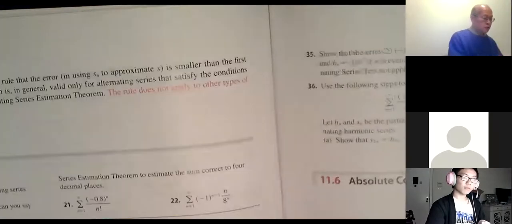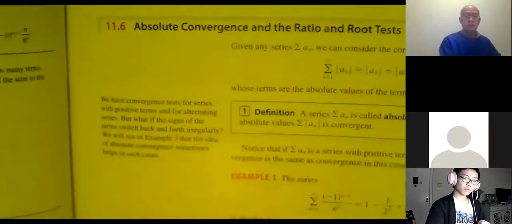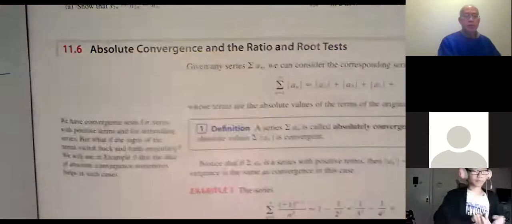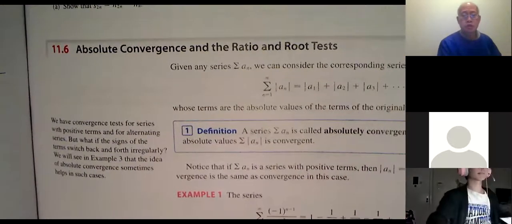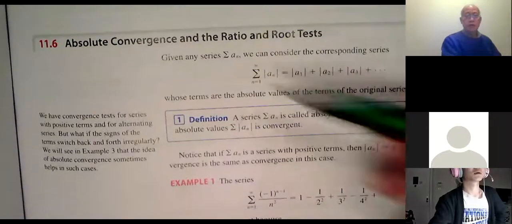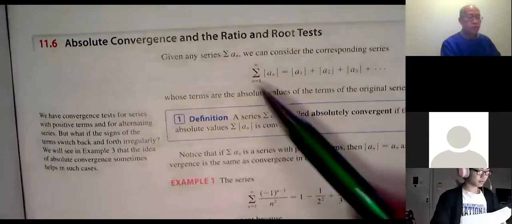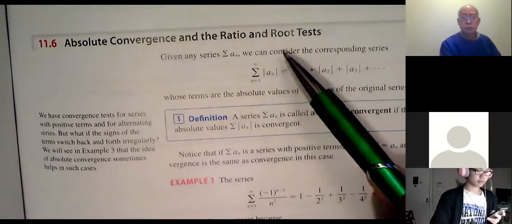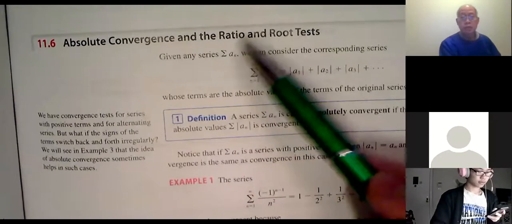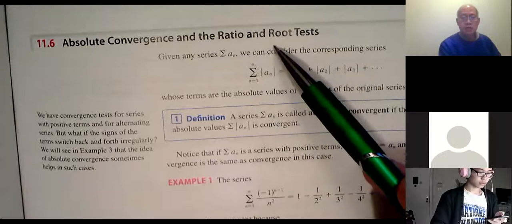So 11.6. There's something called absolute convergence. This is on page 737. Even though it's called absolute convergence, you should think of it as absolute value convergence. You see there's absolute values there. Then we have more tests, one called the ratio test and the root test. The ratio test is a biggie. We'll be doing the ratio test the rest of the semester pretty much. The root test, not so much, but it's there.